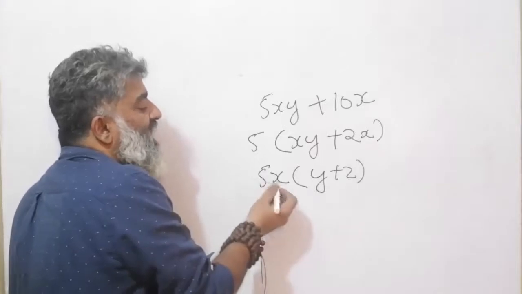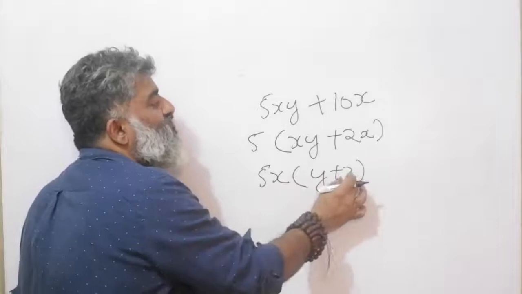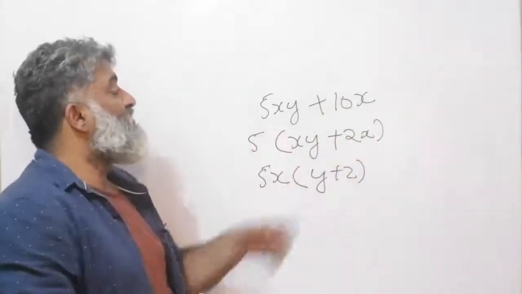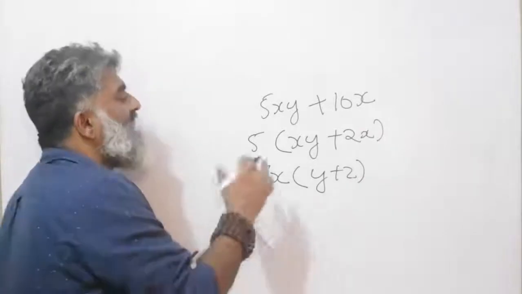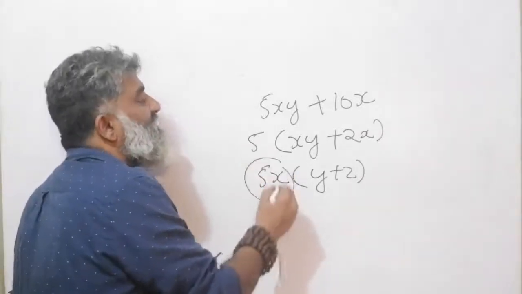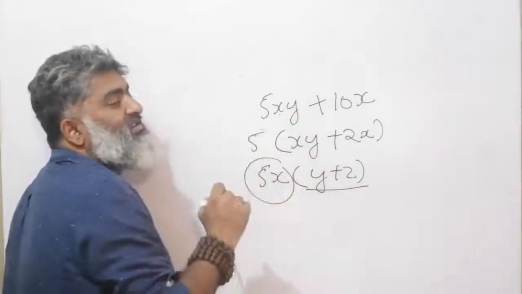Always check it, multiply it back. 5x into y will give you a 5xy, 5x into 2 will give you a 10x, right? So this was the original expression and this is the factorized form. And that tells me, for example, that 5x is a factor of this expression. y plus 2 is a factor of this expression.